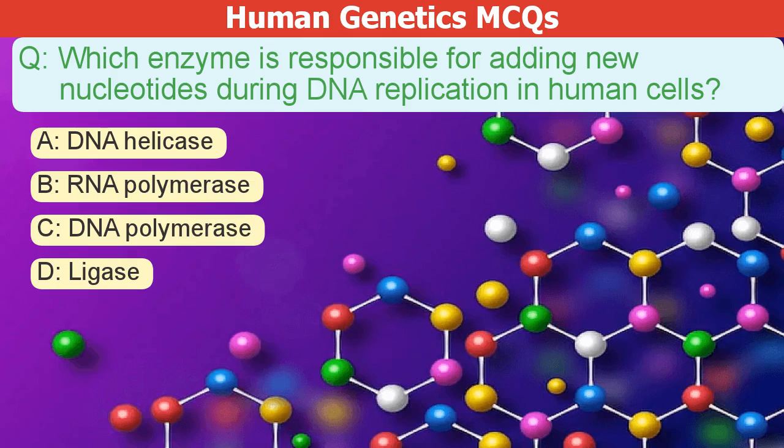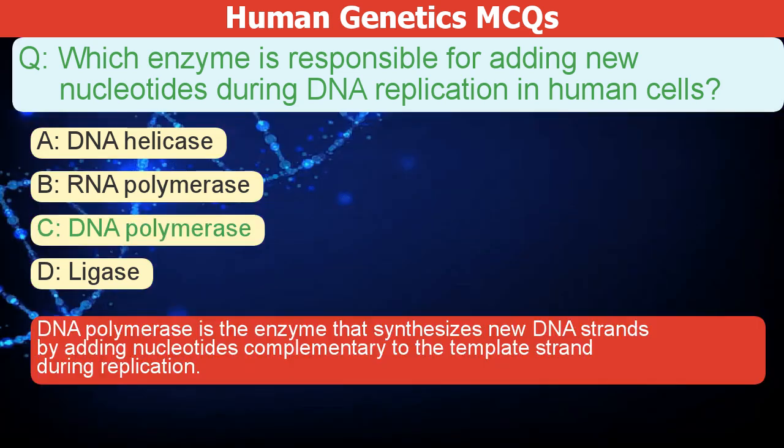Which enzyme is responsible for adding new nucleotides during DNA replication in human cells? A. DNA helicase. B. RNA polymerase. C. DNA polymerase. D. Ligase. The correct answer is C. DNA polymerase is the enzyme that synthesizes new DNA strands by adding nucleotides complementary to the template strand during replication.